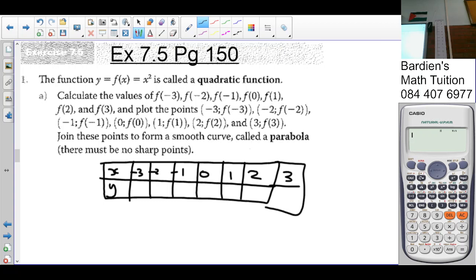So what I would like you guys to do now at this point is to draw the table and calculate the corresponding y values. How do I do that? I substitute negative 3 into x squared. I get 9 and so on. You guys know what to do? Yeah. Right, do that quickly. Pause the video at this point.